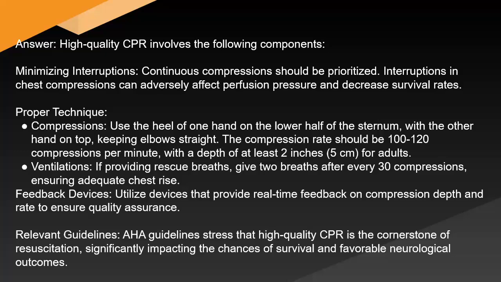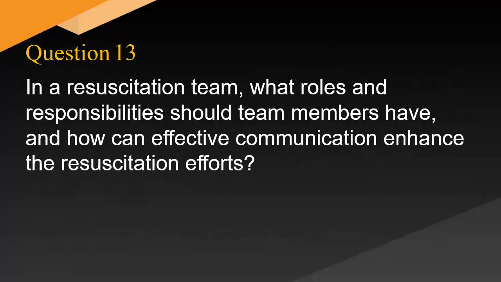The compression rate should be 100-120 compressions per minute, with a depth of at least 2 inches, 5 centimeters, for adults. Ventilations. If providing rescue breaths, give 2 breaths after every 30 compressions, ensuring adequate chest rise. Feedback devices. Utilize devices that provide real-time feedback on compression depth and rate to ensure quality assurance. Relevant guidelines. AHA guidelines stress that high-quality CPR is the cornerstone of resuscitation, significantly impacting the chances of survival and favorable neurological outcomes.